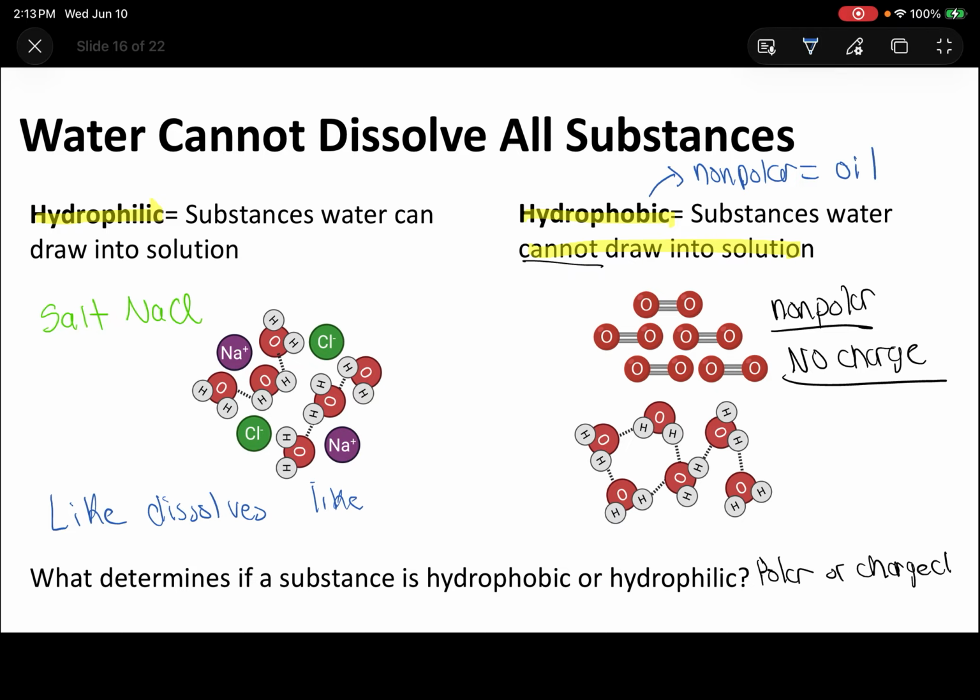Everyone's heard the adage, water and oil do not mix, right? We know that if you try to put oil into water, it will not mix. And that is because oil is nonpolar, non-charged, and water is not. So whenever you're thinking about whether something can be dissolved in another thing, think, are these two substances similar? Does like dissolve like? So hydrophilic substances are substances that water can dissolve. Hydrophobic are substances water cannot draw into solution. And a big reason is because it's nonpolar and not charged.